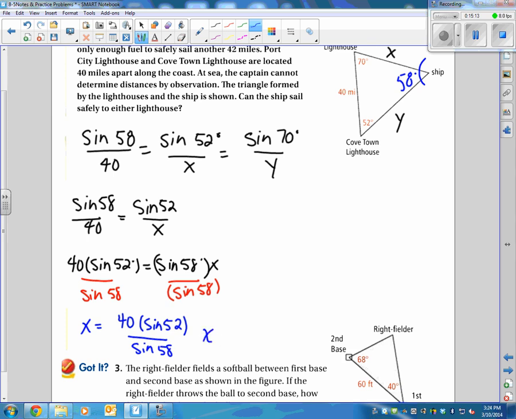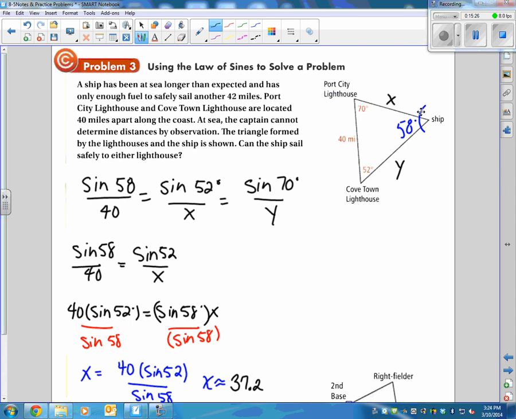And then I'll go ahead and punch that in my calculator and get an approximation for that value. Okay, it looks like the length for x is about 37.2 miles. So I will go up here and say, all right, so from the ship to the Port City Lighthouse looks like it is about 37.2 miles based on our calculations. And then I'll come over here and actually do the next one.